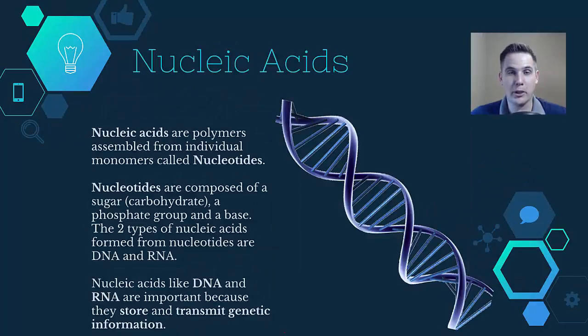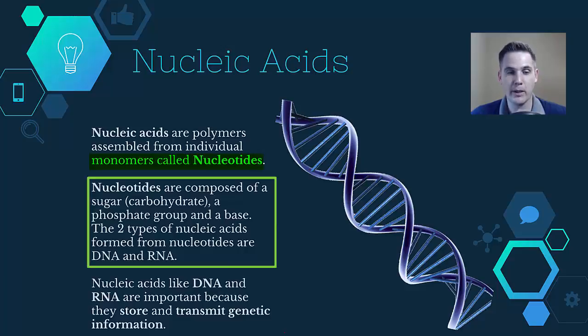Another important macromolecule that you're going to learn a lot more about in Unit 2 is nucleic acids. Nucleic acids are also polymers that are assembled from individual monomers called nucleotides. So monomers are strung together to form a polymer. Nucleic acids are polymers, so what they're strung out of is nucleotides.